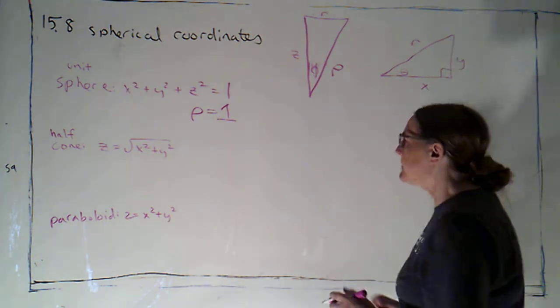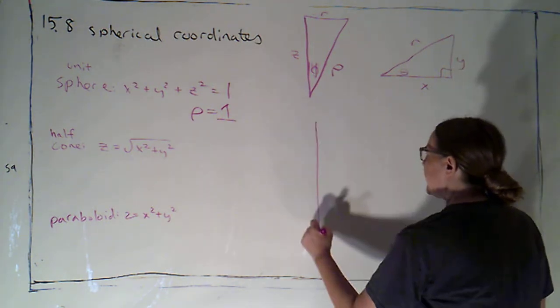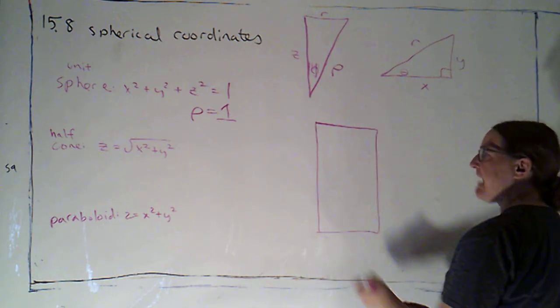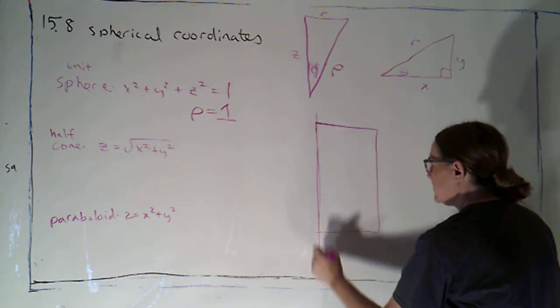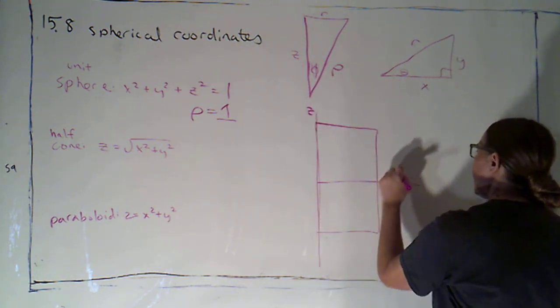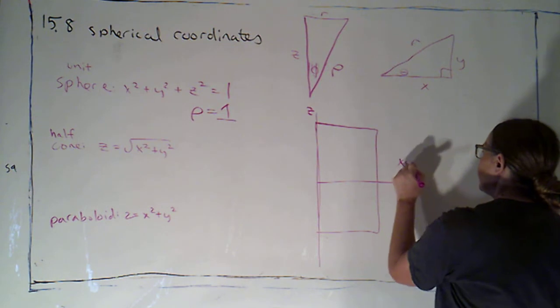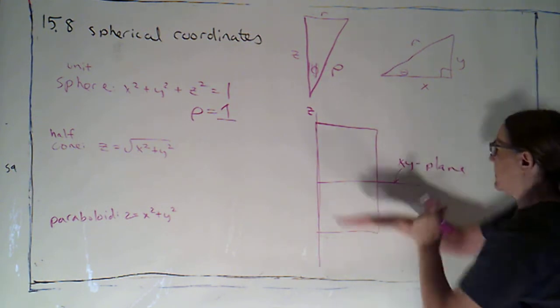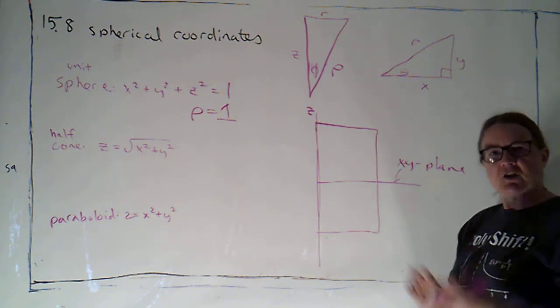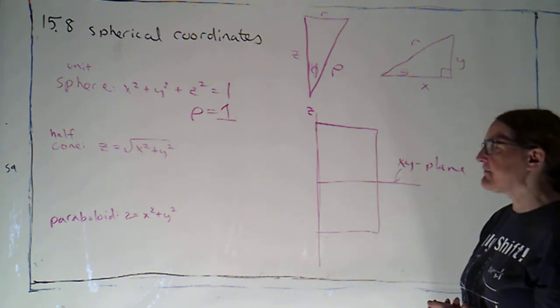Okay. What I'm going to do is draw myself a picture of what I would see in a constant theta half plane. So here's my z-axis. This would be the xy plane, and I'm viewing it as coming out like so. And I want to just look at the cross section that I have there.